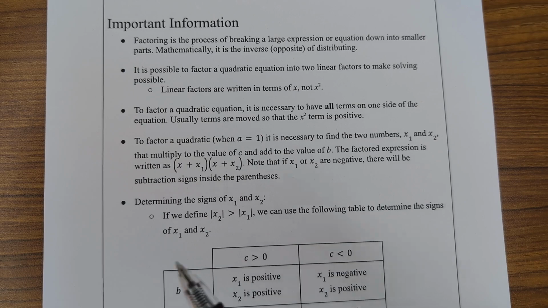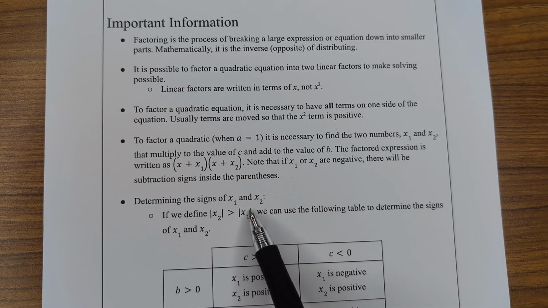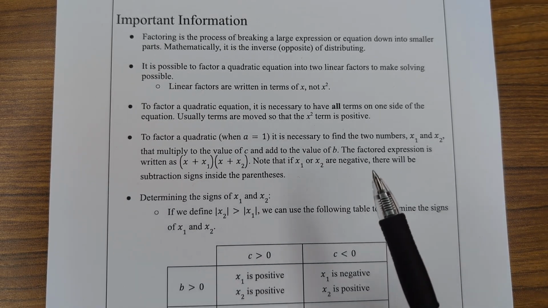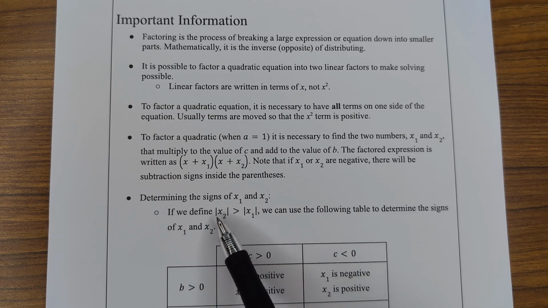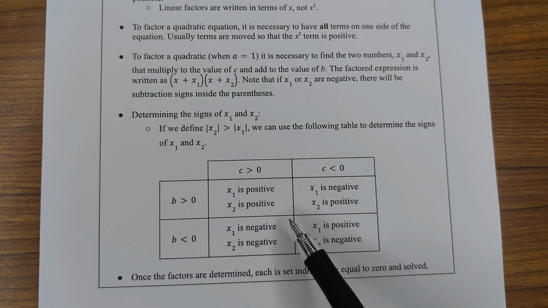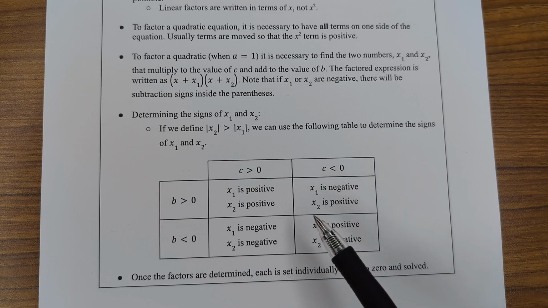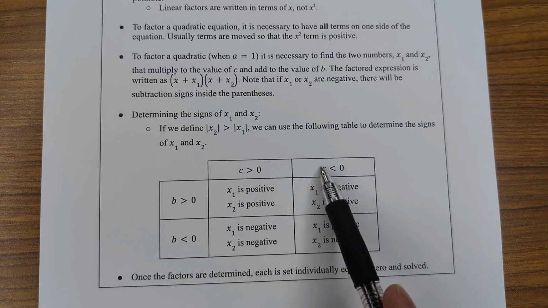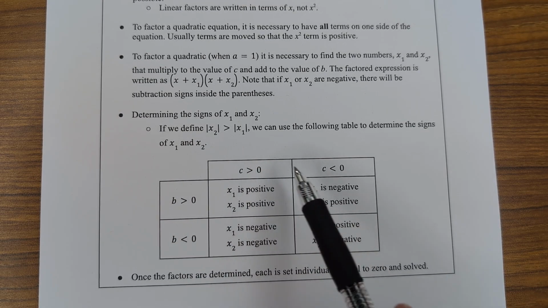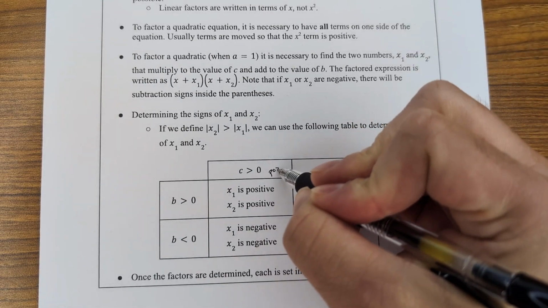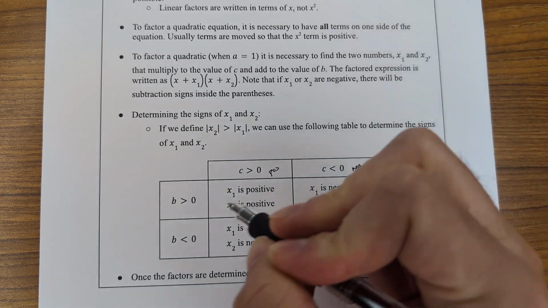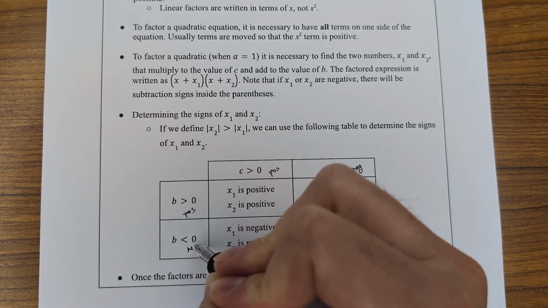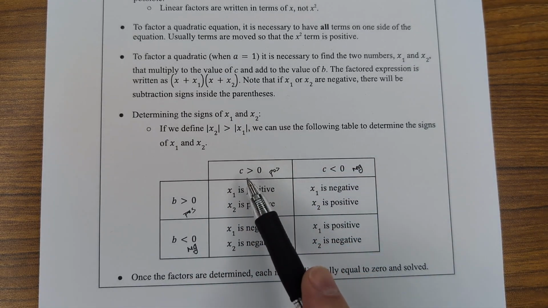Sometimes they might not all be positive, so we have to have rules for determining which factor is positive and which one is negative. If we say that x2 is always the larger of the two factors, so x2 is more than x1, you can use the table down here to figure out which one has which sign depending on the values of b and of c. c greater than 0 is positive, less than 0 would be negative, and over here, positive and negative for b. So if both c and b are positive, both factors are positive.